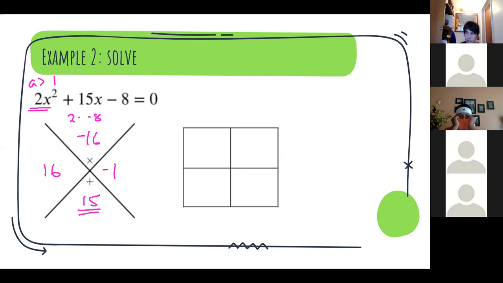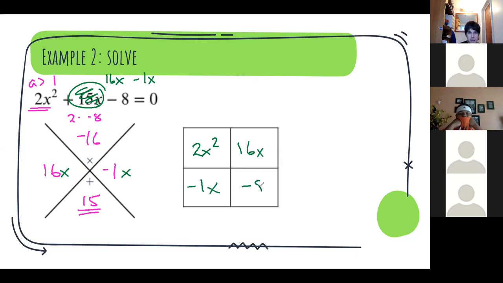So the reason we do the X game really is to split the middle term. So instead of having 15x, we're actually having 16x and -1x. That allows us to have 4 things to go in our factoring box. So it's 2x squared, 16x, -1x, and -8. Those are the 4 things that go in our area model or our factoring box. And then, well, we need to factor. We need to figure out the binomials.